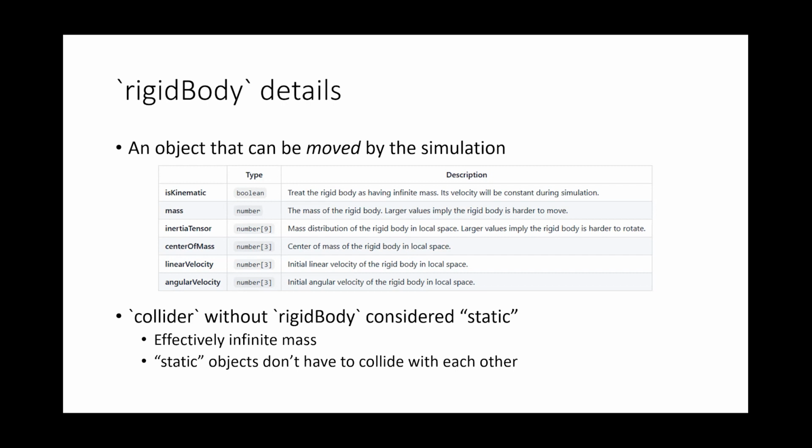And then finally, the is kinematic Boolean, useful for application critical objects that follow animations or follow some sort of procedural track, where you want them to move to a specific location, but you also want them to push other objects out of the way. So people tend to use this for characters, elevators, that sort of thing in video games. And again, a collider without a rigid body is considered static. It's effectively infinite mass, and you can do tricks like static objects don't have to collide with each other.